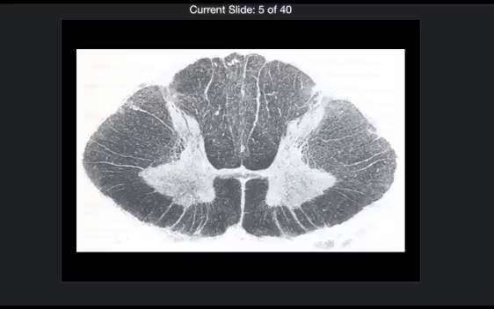Okay, so gracilis and cuneatus. What column is this? What sensory modality is carried in the posterior column? If we remove this completely at C5, what would be the functional loss to the patient?